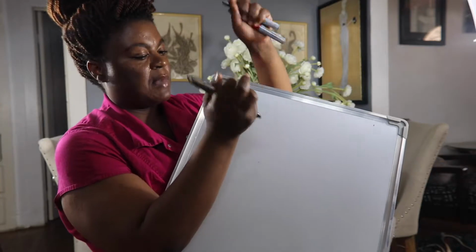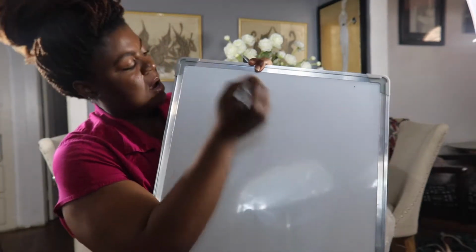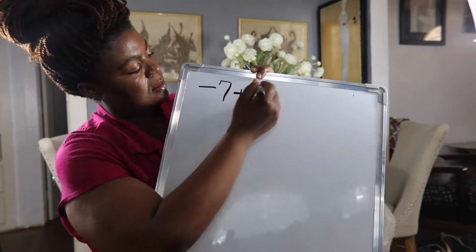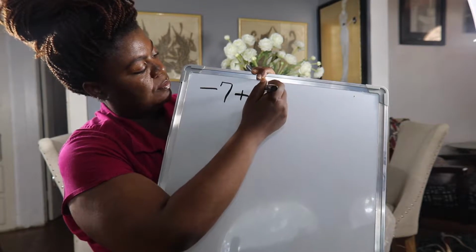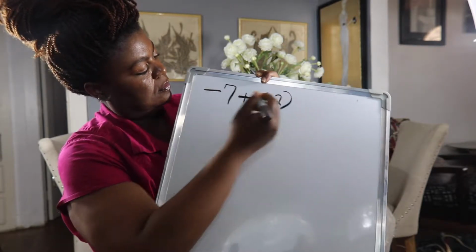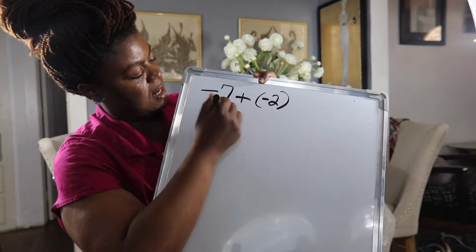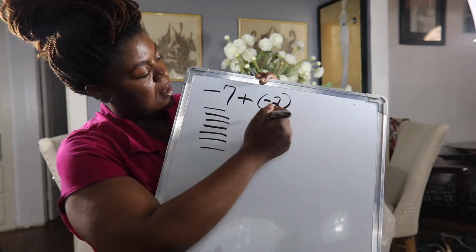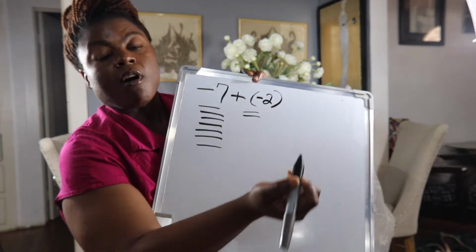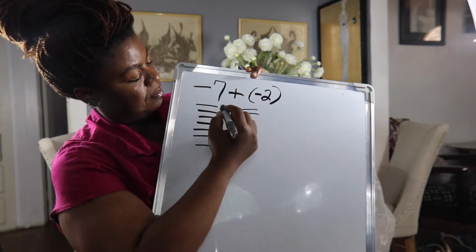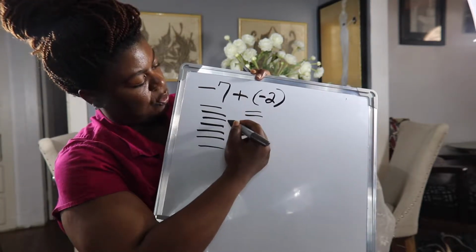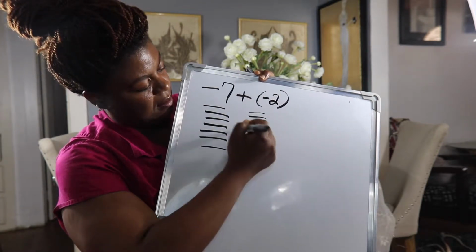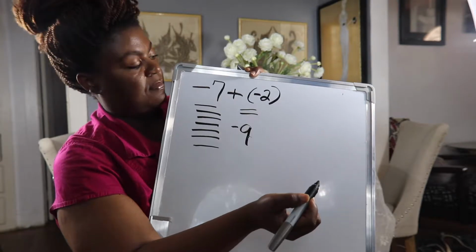Alright, so the next problem that I want to make up, let's try negative 7 plus negative 2. So that's 7 negatives, 3, 4, 5, 6, 7, and then 2 negatives. So they're all negative, so we're going to add it up. We know that's 7, 1, 2, 3, 4, 5, 6, 7, 8, 9. So we have 9 and they're all negative.